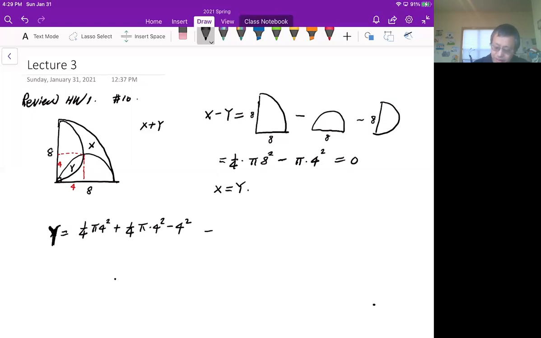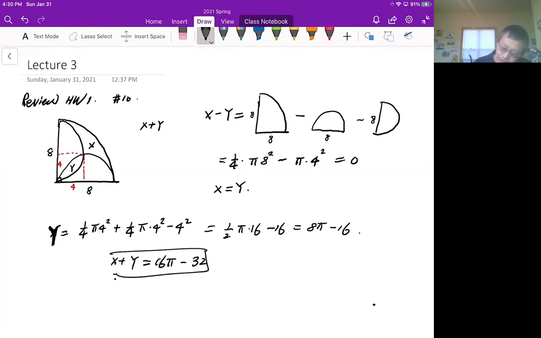Okay, so let's see, what is this? So I get the 1/2 times pi r square. r square is 16, right? And then minus the 16, so I get 8 pi minus 16, right? So that's just for x or for y. And then you double that, so that final answer for x plus y is just twice of that, which is 16 pi minus 32. Okay, so that's a homework problem.